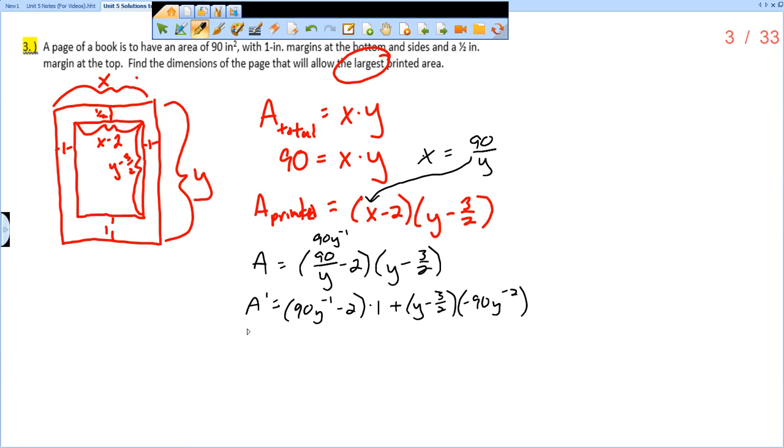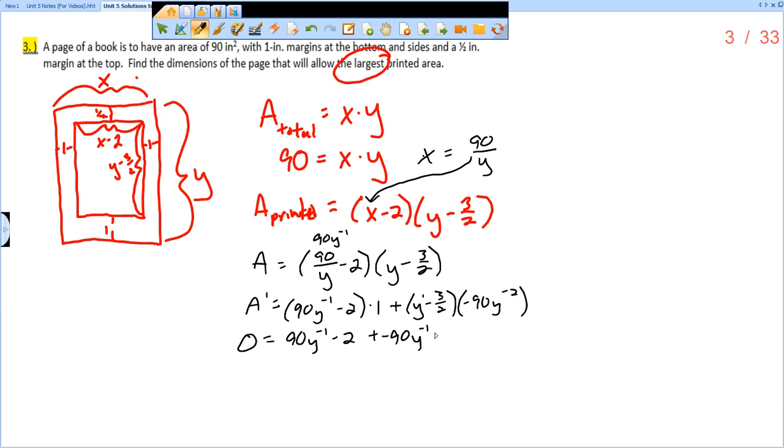So now here is A prime. Now we're going to set this equal to 0 and solve. But first of all, I'm going to simplify this. So 90y^-1 minus 2 times 1, obviously, and then plus, now I'm going to distribute that. So I get minus 90, and then this is what? y to the first times y to the negative second. So add the powers together, and I just get y to the negative first.